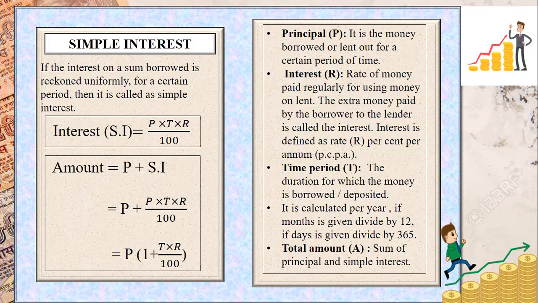Sometimes if the duration is given in months, we need to divide that by 12, or if it is given in days, we need to divide the time period by 365. The amount can be obtained as the sum of principal plus the interest, which gives us the total amount. So principal plus simple interest will give us the total amount. T is the time period, R is the rate of interest and P is the principal.